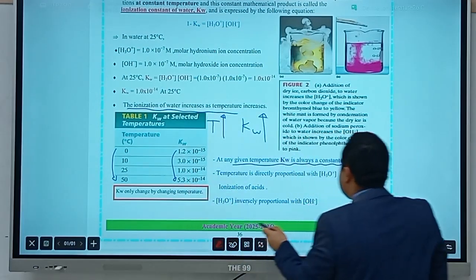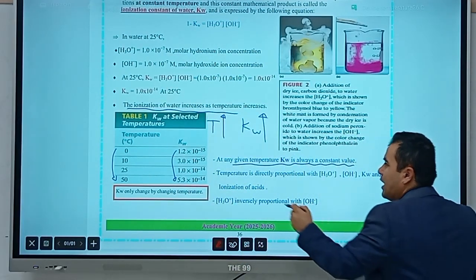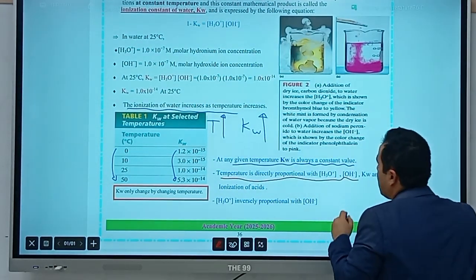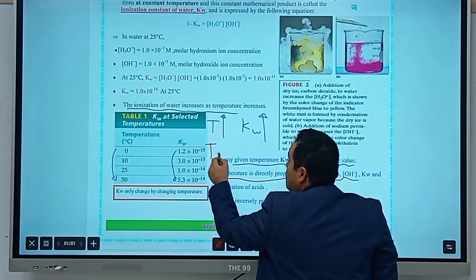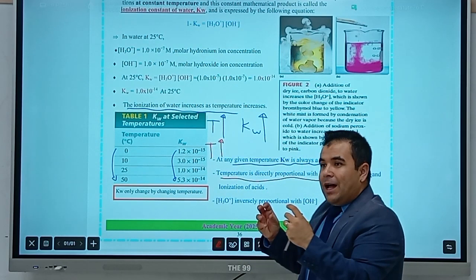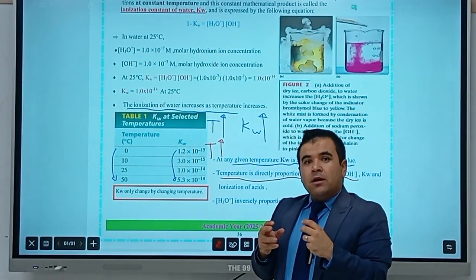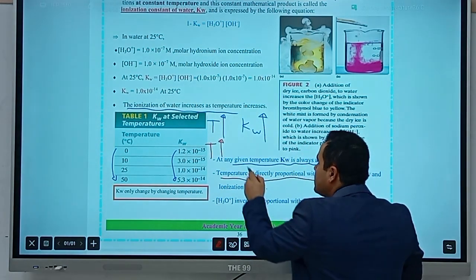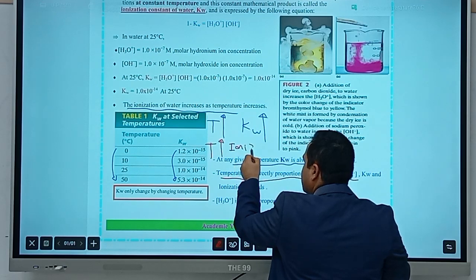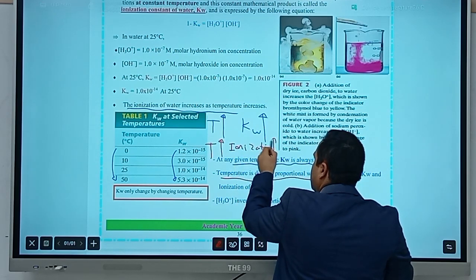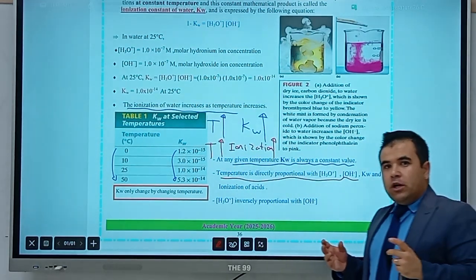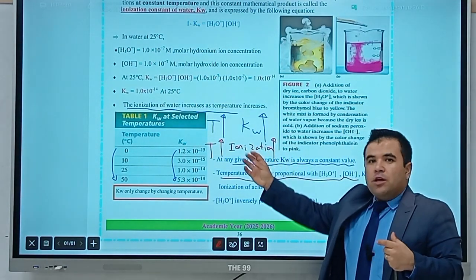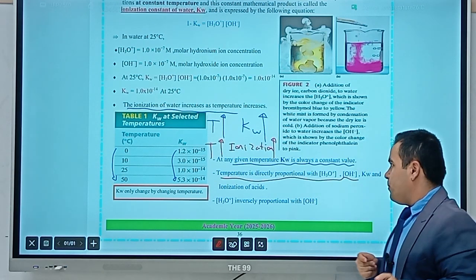And the next one, guys, the hydronium and hydroxide. Temperature is directly proportional with hydronium and hydroxide. Why? Because, guys, as temperature increases, that provides a better medium for the water molecules to ionize. So it increases the ionization. This is the second relation. How does the ionization of water or other molecules, acids, increase? By increasing temperature, we can increase their ionization.